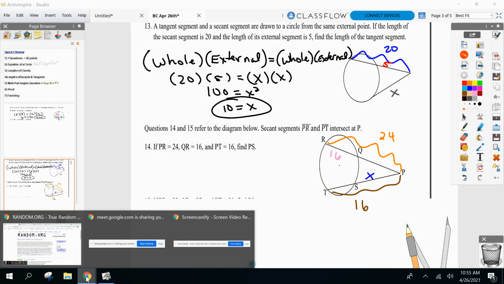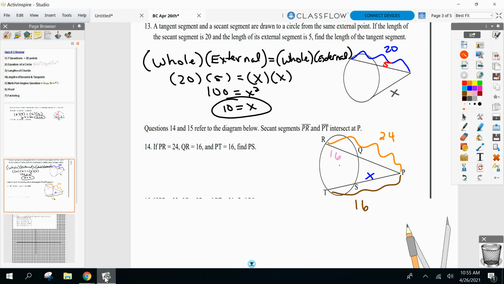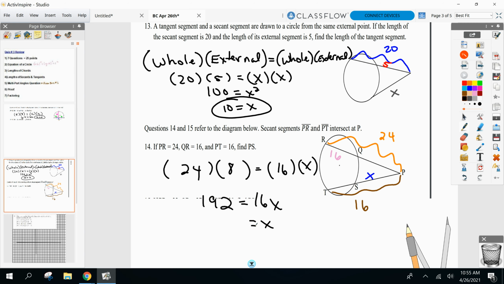So I'm going to ask somebody to set this one up. Top of the page. Vinny, what do you got? Set it up for me. What should I solve here? 24 times 8 equals 16 times x. Good. If you're wondering where Vinny got the 8 from, that's external. 16 is internal. So we did 24 minus 16 and got 8. Perfect. So we end up with 192 equals 16x. X equals 12. PS, yep.